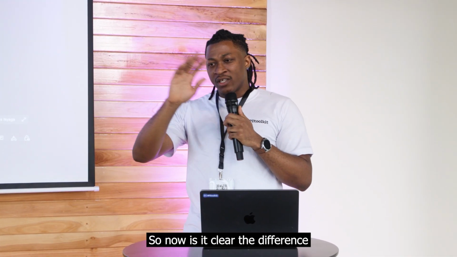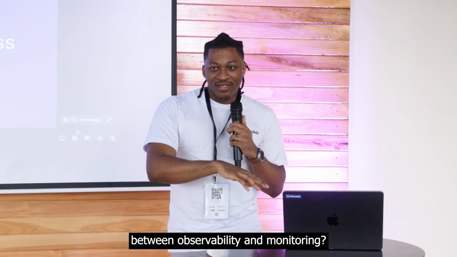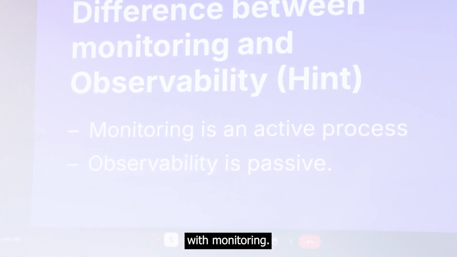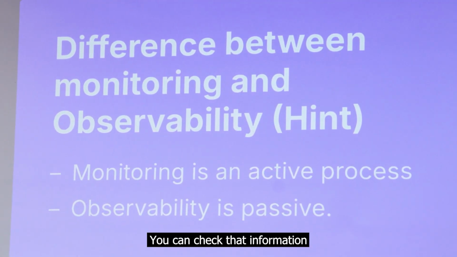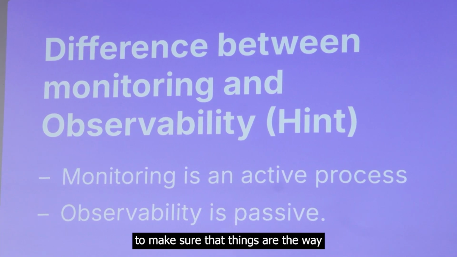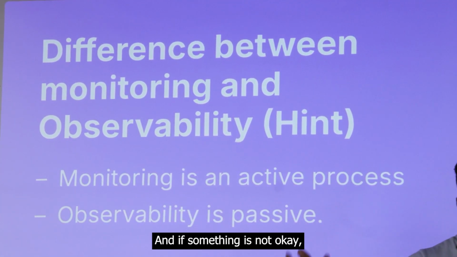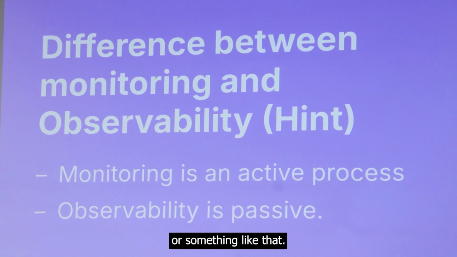So now, is the difference between observability and monitoring clear? With observability, you can spit out all the information you need. With monitoring, you can check that information, or even check the system itself, to make sure that things are the way you want them to be. And if something is not okay, maybe you get notified or something like that.